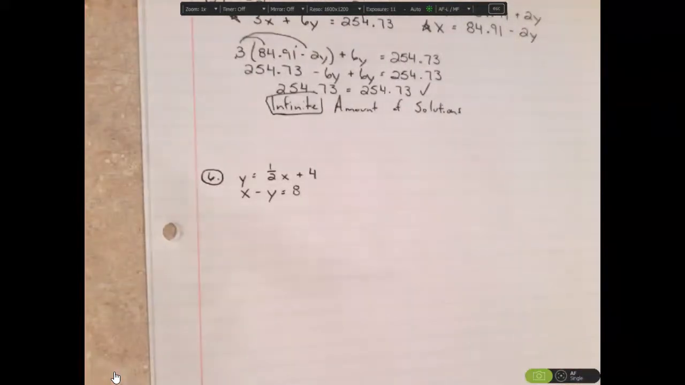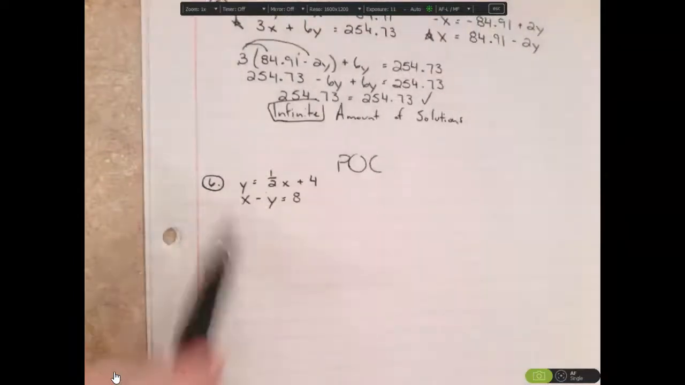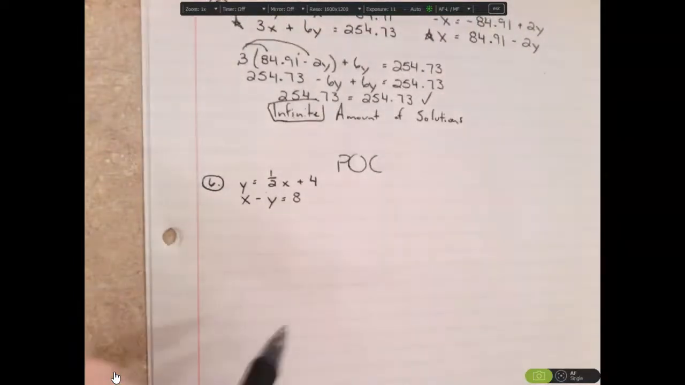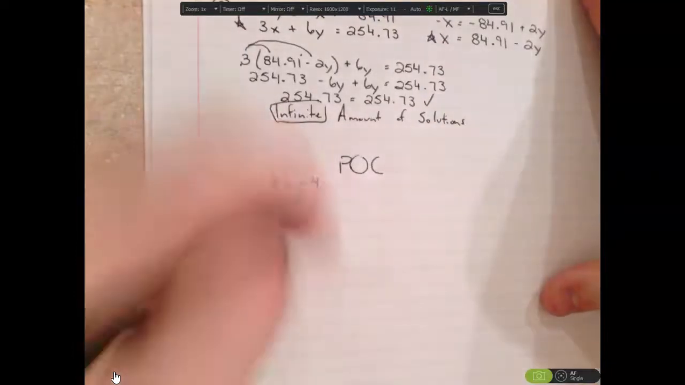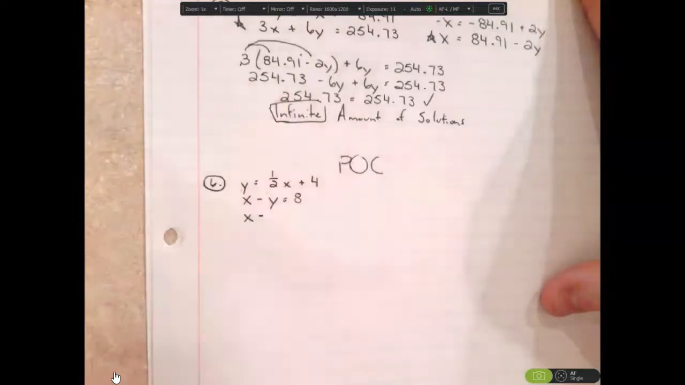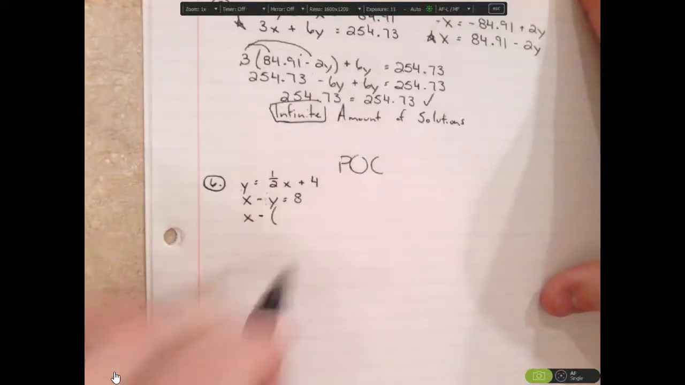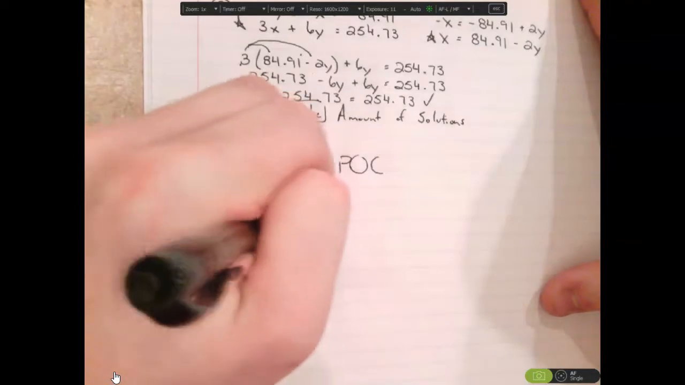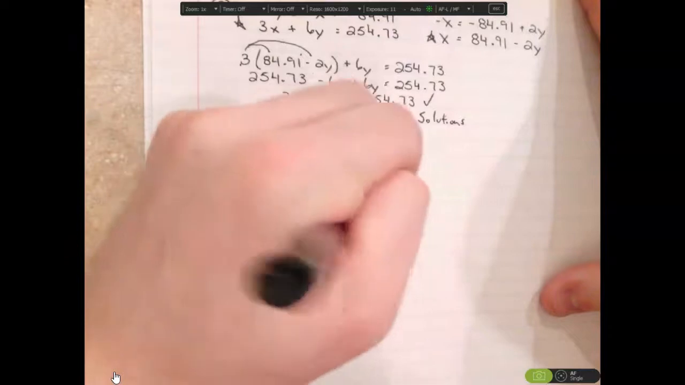All right. This is another one that my college professor would put on the board. POC, piece of cake. y equals, my variable's already by itself. So I can already go ahead and begin to substitute. Everywhere I see a y, I'm going to plug in what it equals. So x minus, even though there's no number out front of my y, I still want to do my parentheses. So negative half x plus 4, and that equals 8.